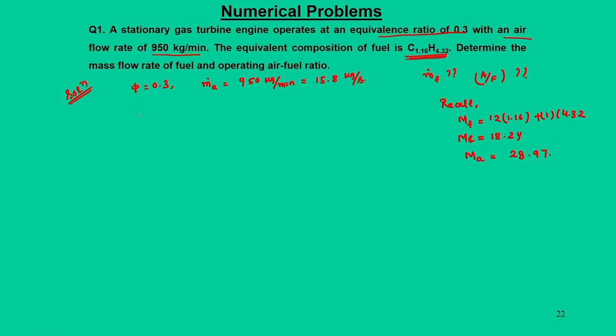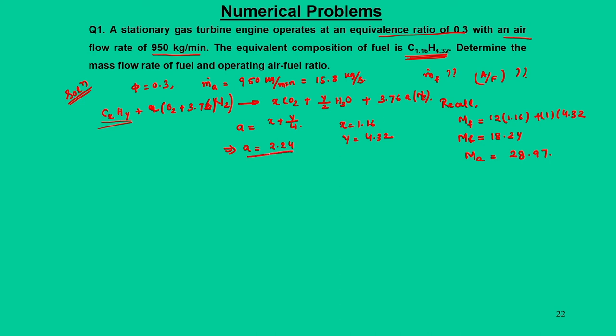Then we have to write down the equation. The general equation is C x H y plus A times (O 2 plus 3.76 N 2), which gives x C O 2 plus y by 2 H 2 O plus 3.76 A N 2. From these equations, we can find A is equal to x plus y by 4. Now, if you apply this here, x is equal to 1.16 and y is equal to 4.32. So, A will be 2.24. Now we are in a position to calculate the air fuel ratio for stoichiometric conditions.